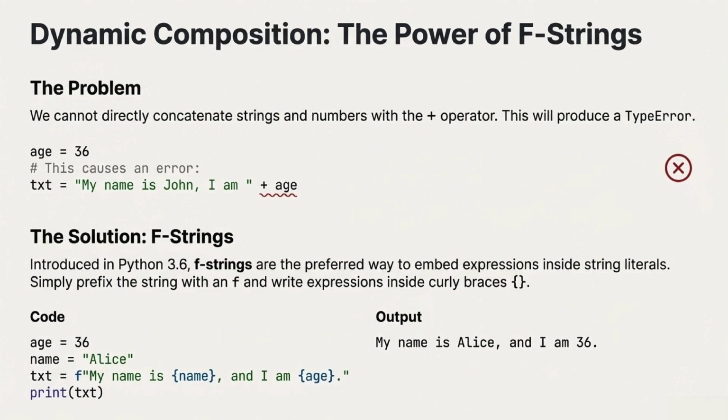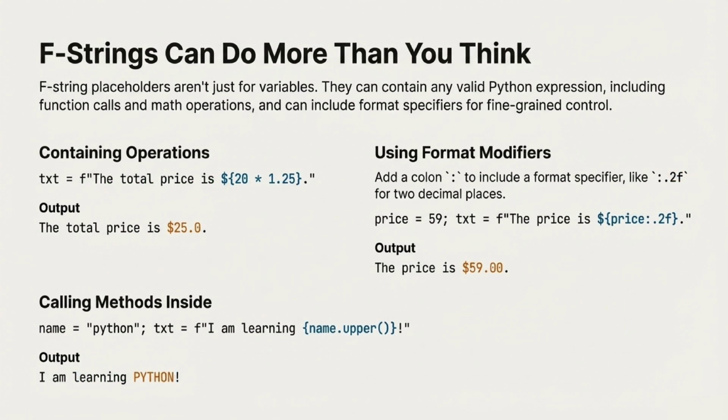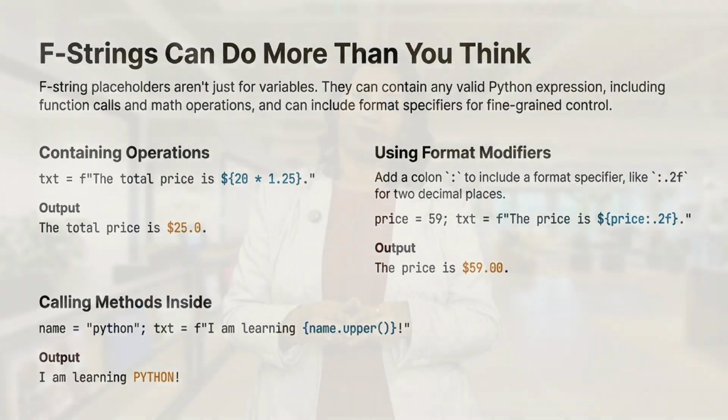F-string placeholders are powerful because they can contain any valid Python expression, including arithmetic operations, function calls, and formatting instructions. This makes f-strings both flexible and expressive when generating dynamic output. In the first example, f-strings are used to perform calculations directly inside the string. The next example demonstrates the use of format modifiers. Finally, the slide shows how methods can be called directly inside f-strings.